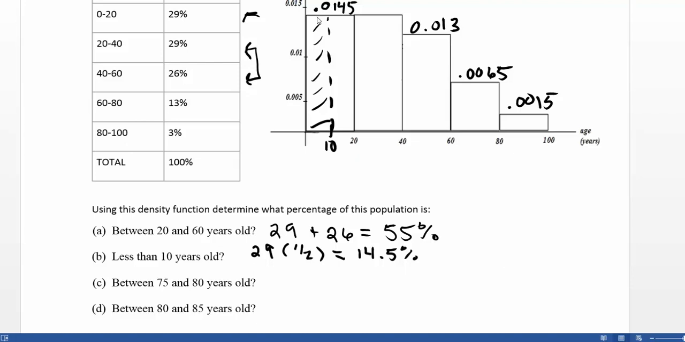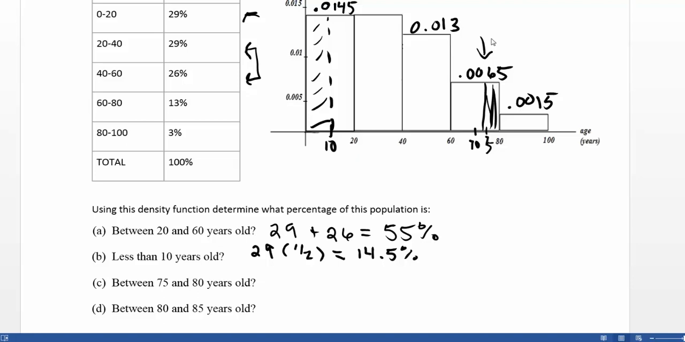So for part C, we want to know what percentage of the population is between 75 and 80. So first, if we look at our interval, we know that halfway between 60 and 80 is 70, but we're interested in 75 to 80. So that's a 5-year span from 75 to 80. So what we can do is multiply 5 times 0.0065. Now, this is how we do it graphically to get the area of that rectangle.